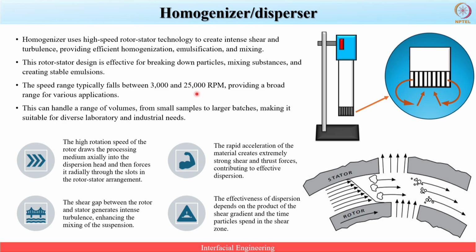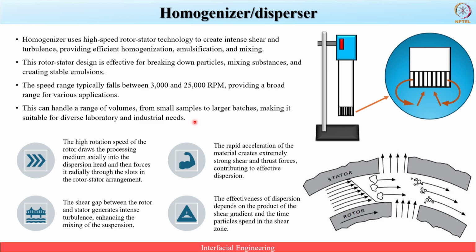Adaptability to sample size. One significant advantage of this homogenizer is its ability to handle larger volumes efficiently, unlike the probe type sonicator, where efficiency decreases with increasing sample size. The homogenizer maintains its effectiveness across a wide range of batch sizes. If we talk about the efficiency, the intense shear and turbulence generated during operation result in consistent and reproducible outcomes, making it ideal for applications requiring uniform mixing.